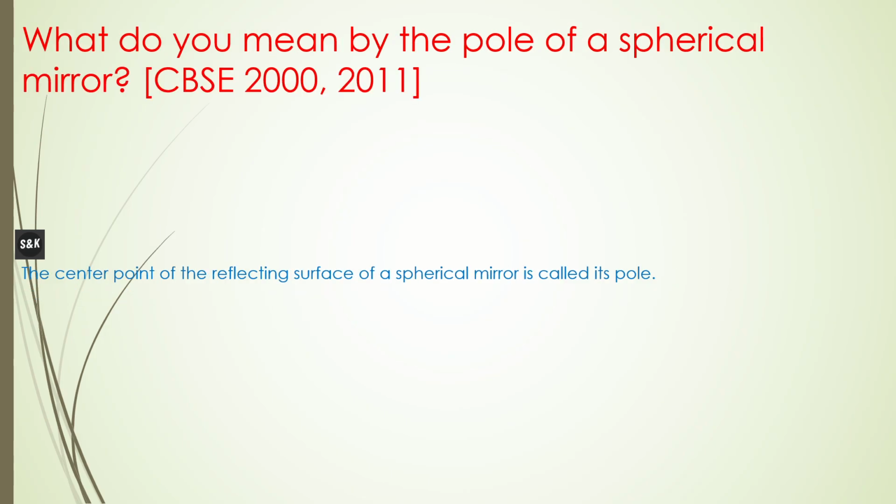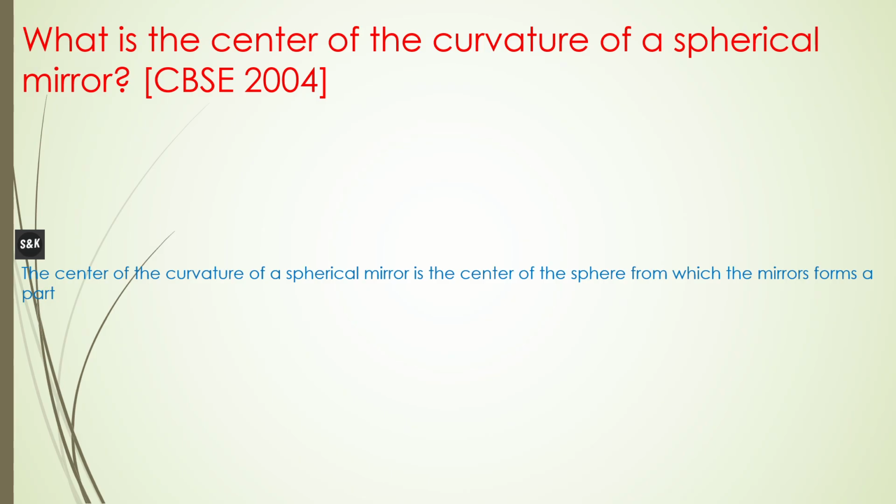Next, what do you mean by the pole of a spherical mirror? The center point of the reflecting surface of the spherical mirror is called its pole. What is the center of curvature of a spherical mirror? The center of curvature of a spherical mirror is the center of the sphere of which the mirror forms a part.